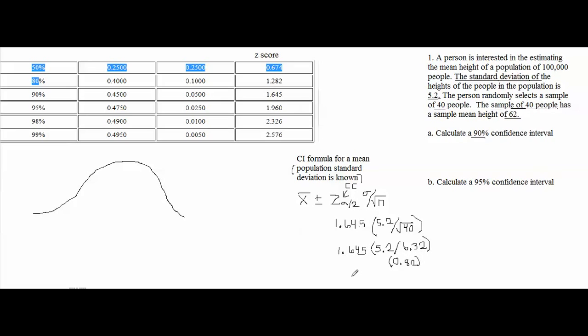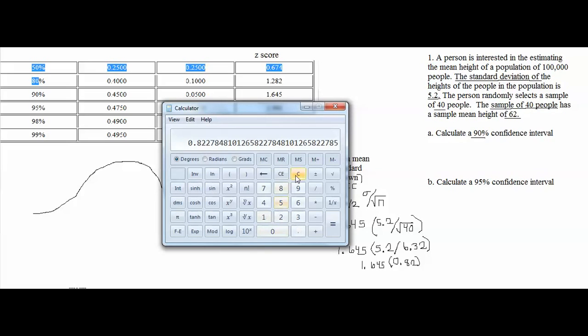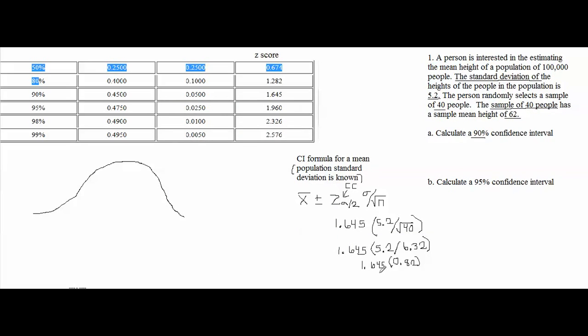So now we have 1.645 times 0.82. Once we multiply, we have the margin of error. And it's about 1.35. So let's take a look at this graph for a second.